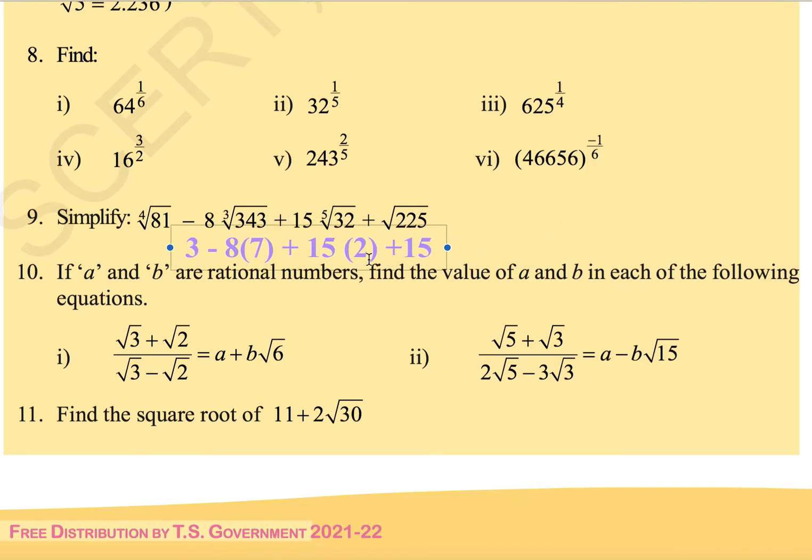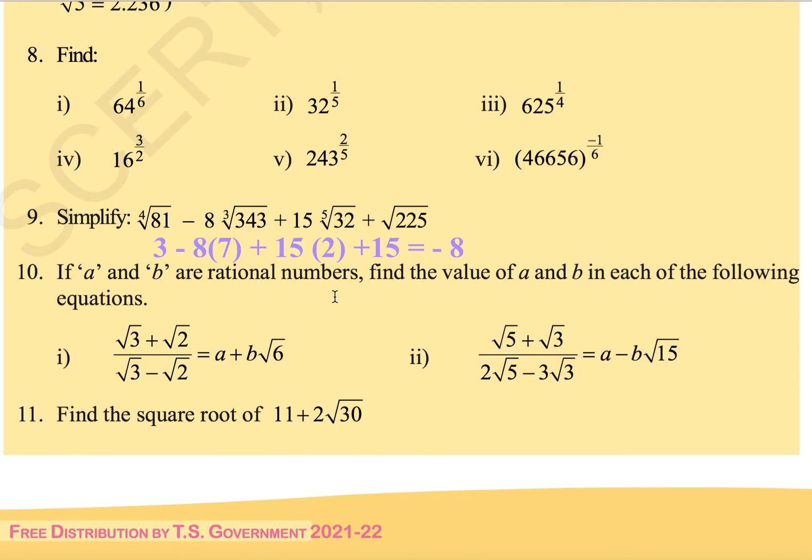Right. This is 56. This is 30. 30 plus 15 is 45. 45 plus 3 is 48. 48. 56. So minus 8 is the answer. Okay, 56 is greater than 48, right?